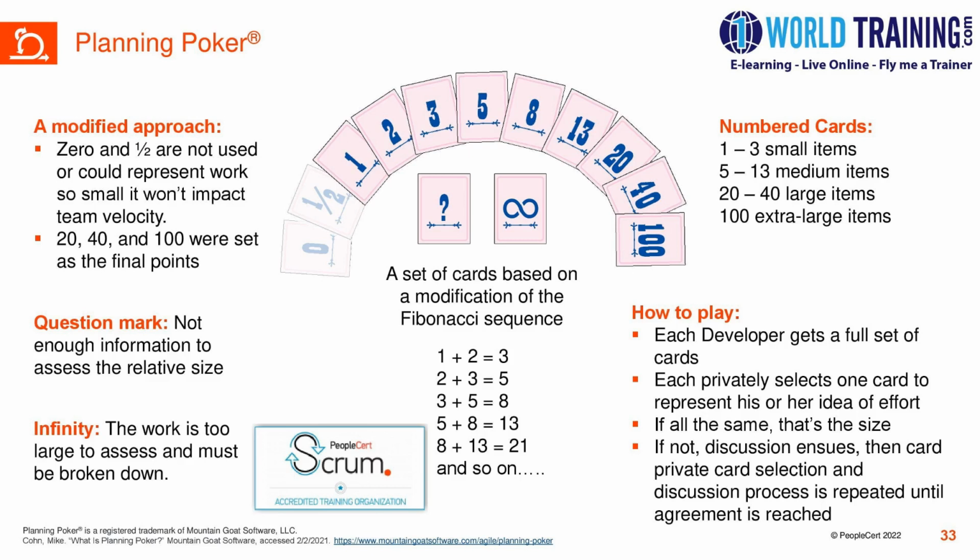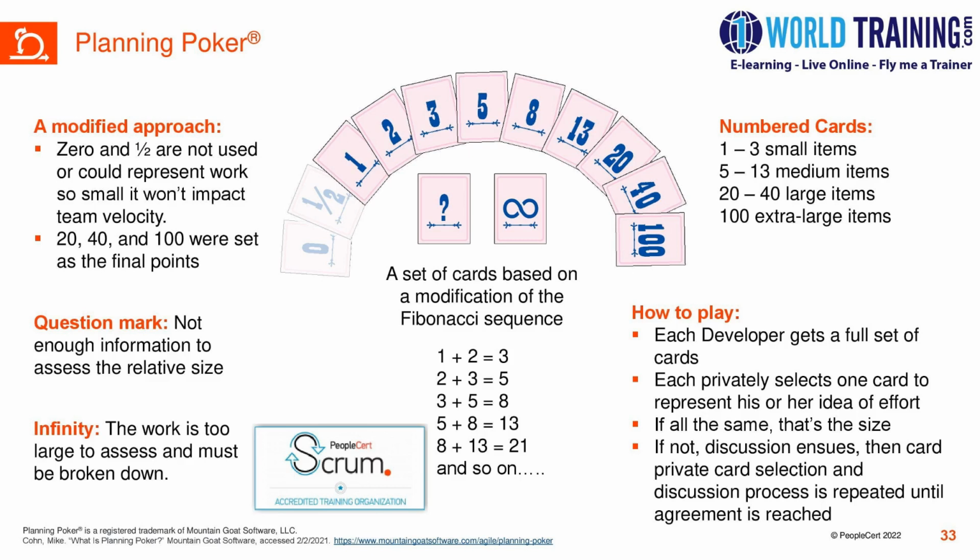The cards 20, 40, and 100 are set as final points. What it means is that for any story which is relatively big in terms of effort, the team puts these cards of either 20, 40, or 100. As we discussed, the question mark card is used when the team feels that there is not enough information available for them to do the relative sizing. So they can always put the question mark card, and the product owner can provide more information for that user story.